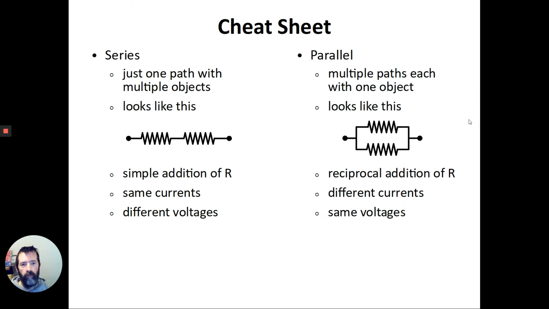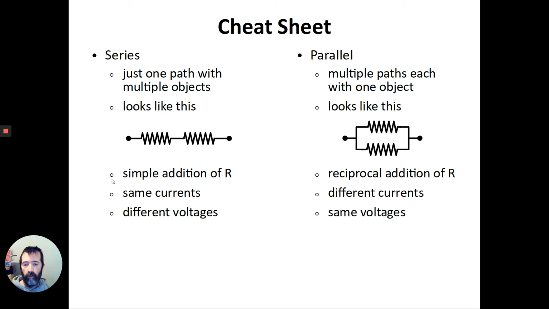So here's a summary of all of that. Series means there's just one path available, and there's multiple objects on that path. Parallel means that there's multiple paths available, and each one of those paths has only one object on it. So series looks kind of like this. Parallel looks kind of like this. This time I drew 2 instead of 3, but it can be any number.